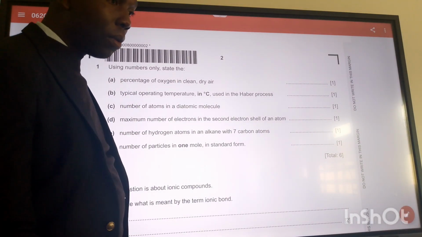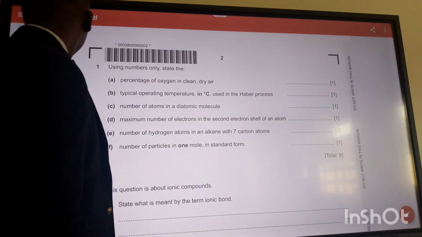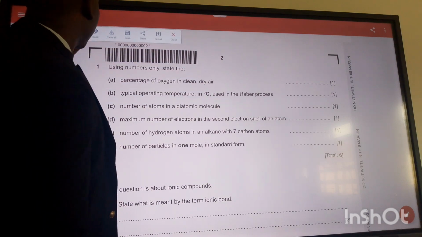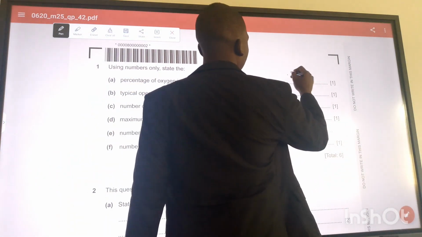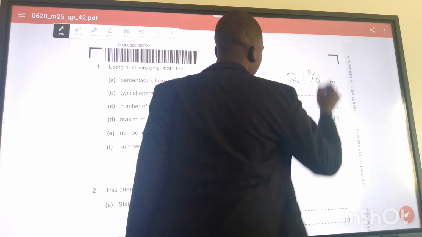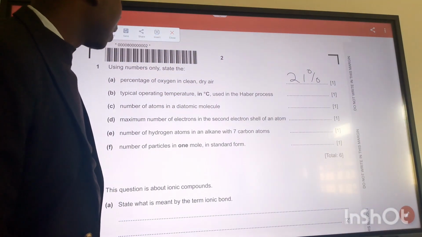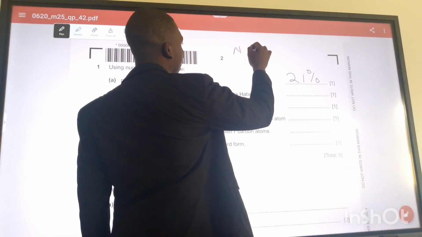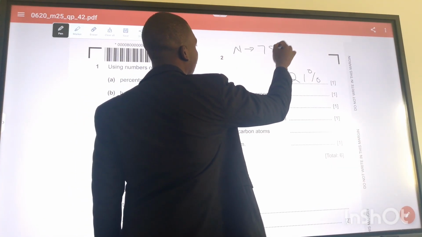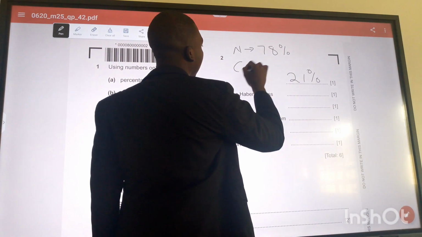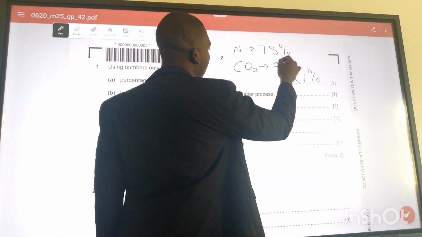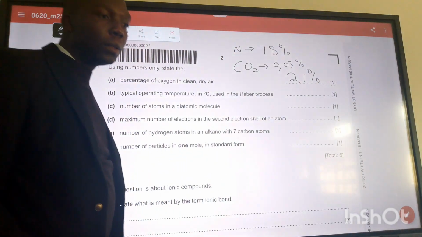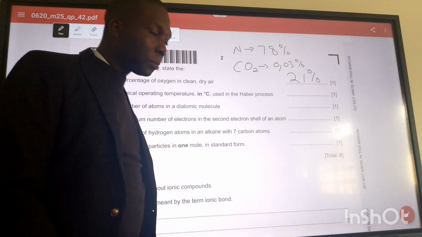So this is a simple core question. We just need to know that the percentage of oxygen in clean dry air is 21%. So you need to know that oxygen is 21%. The other gases such as nitrogen it is 78%. Carbon dioxide it is 0.03%. So these are other gases that are found in clean dry air.